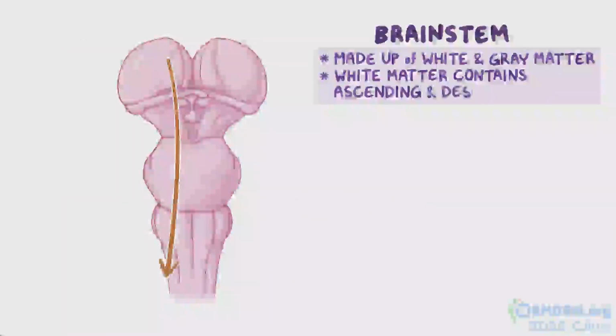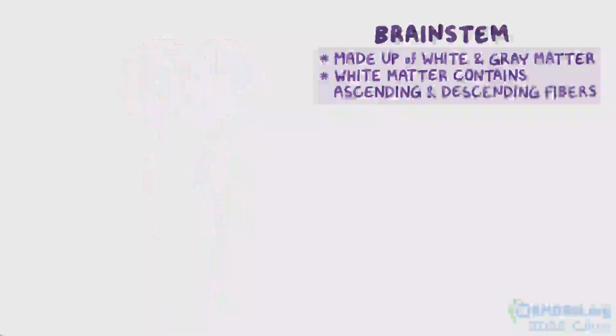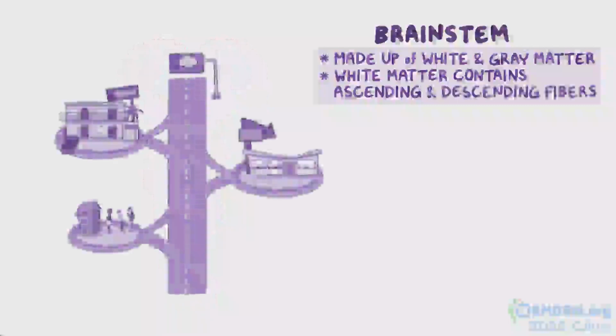The brainstem is made up of white and gray matter. The white matter contains many ascending and descending fibers that act like a highway, allowing information to travel to and from the spinal cord and the higher parts of the central nervous system.